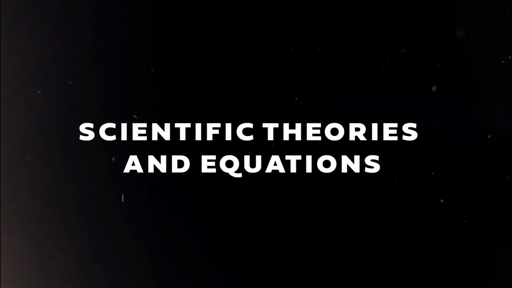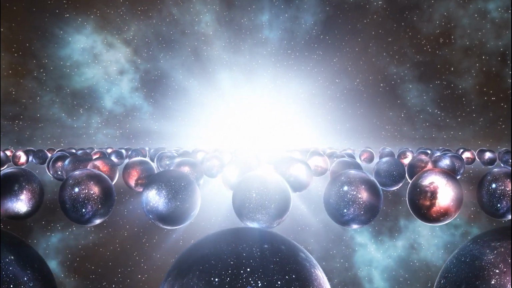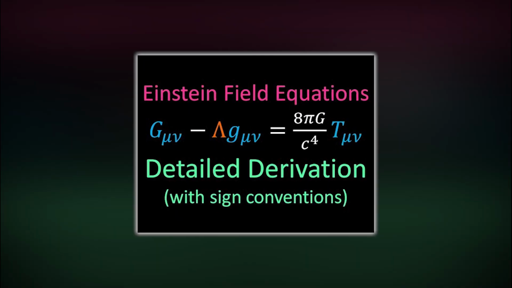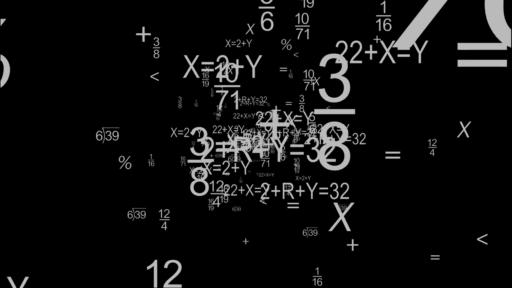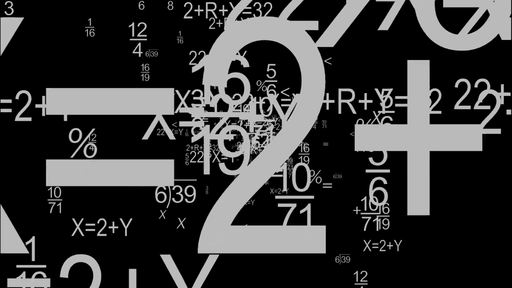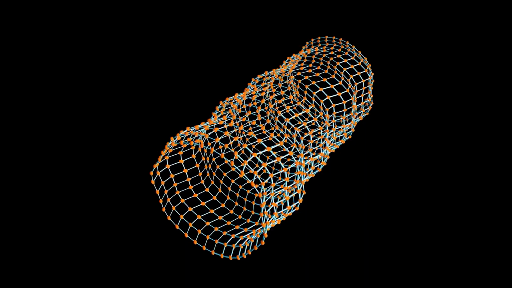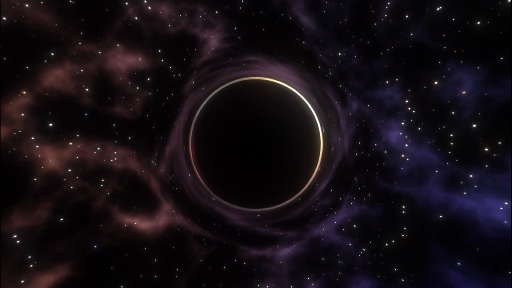Scientific theories and equations. One of the equations that relate the geometry of space-time to the distribution of mass and energy in the universe is Einstein's field equation. Fully explaining the equations of general relativity would require a deeper level of mathematical and physical knowledge. However, in simple words, the theory of general relativity describes how mass and energy bend space-time around them.